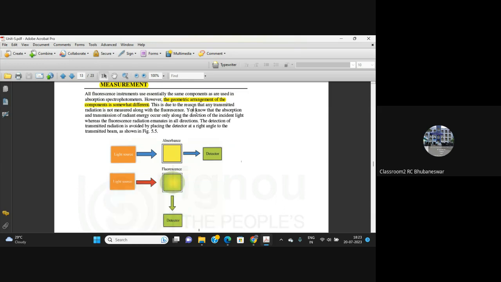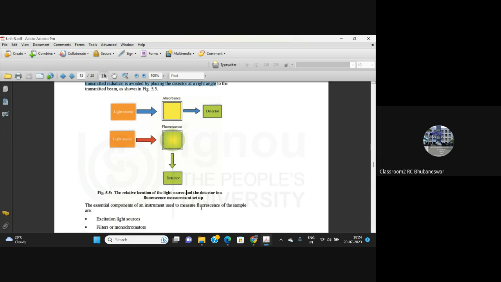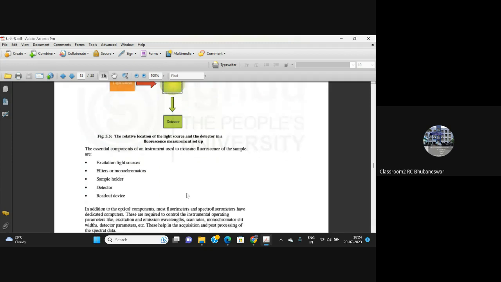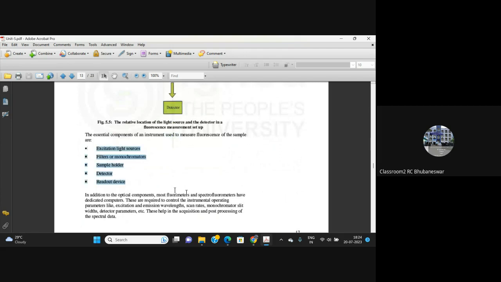You know that absorption and transmission of radiation energy occurs only along the direction of the incident light, whereas fluorescence radiation emits in all directions. In order to avoid the other parts, it is always better to put the detector at the 90-degree position. The detection of the transmitted radiation is avoided by placing the detector at a right angle. This is the basic difference between the absorption spectrophotometric method and fluorescence, but otherwise all components are almost the same.